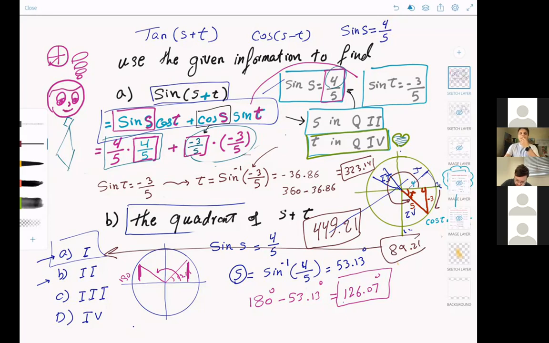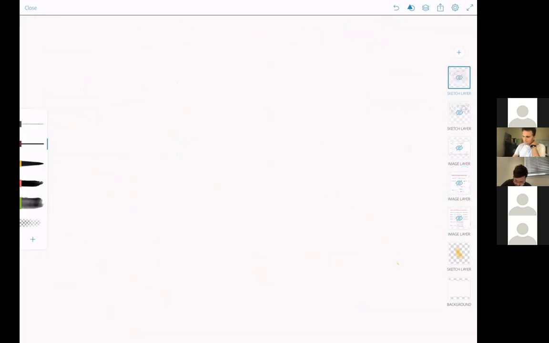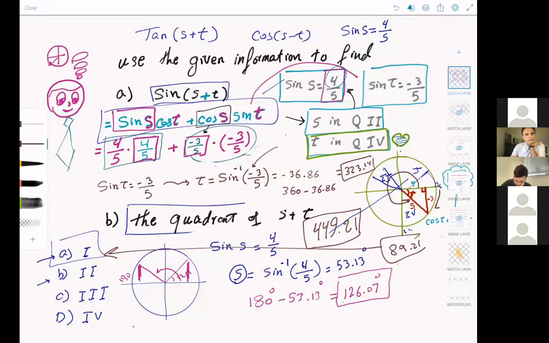All right, so we use the inverse to find the exact value. This is one part of the question. This is a question in your quiz, but the quiz doesn't have the values 4/5 or -3/5. Any questions here?